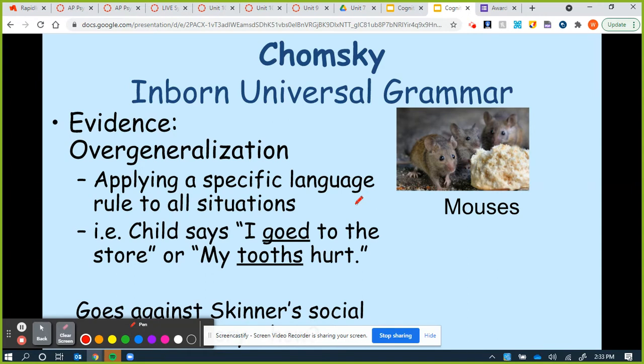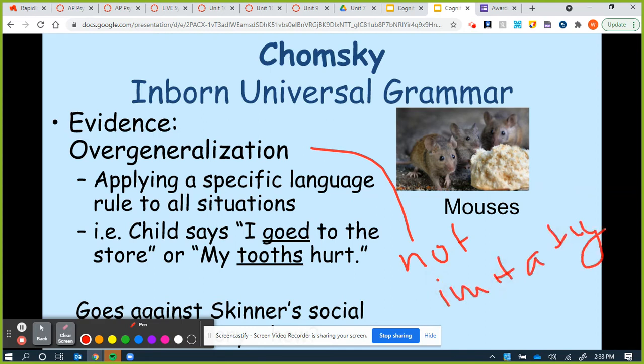The other evidence for this that I actually don't think I went over in class is what is called overgeneralization. Right? And it essentially is showing that we're not always imitating, especially at a young age, because kids will learn a rule of language like that ed makes a word past tense, and they will apply it to all scenarios with that. If we were imitating, then we wouldn't do that.